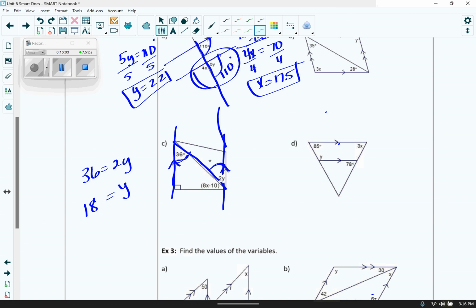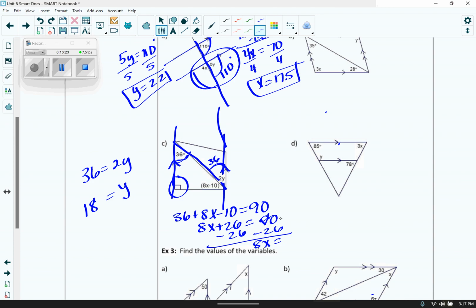So if we know that this is 36, and together they have to equal 90, we can say 36 plus 8x minus 10 equals 90. So 8x plus 26 equals 90, minus 26 on both sides. 8x is equal to 64. X is equal to 8.